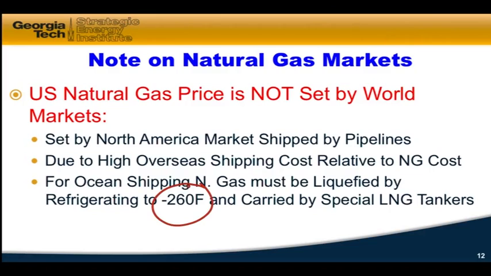And you have to cool it to minus 260 degrees Fahrenheit to liquefy it. And then you have to put it on a special LNG tanker that has to be specially built and maintained in order to ship it. And that is an expensive proposition. So I just want to make a note that oil markets are different than natural gas markets. Natural gas markets are set in North America, Canada, U.S., and Mexico because we do have pipelines that ship natural gas between these countries overland in North America.